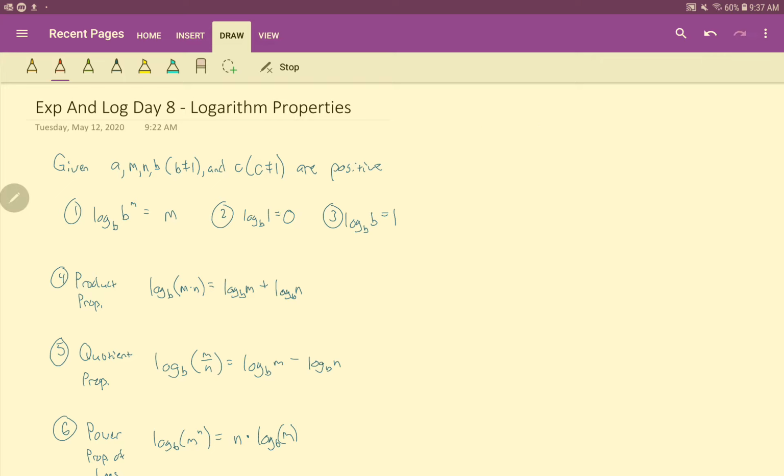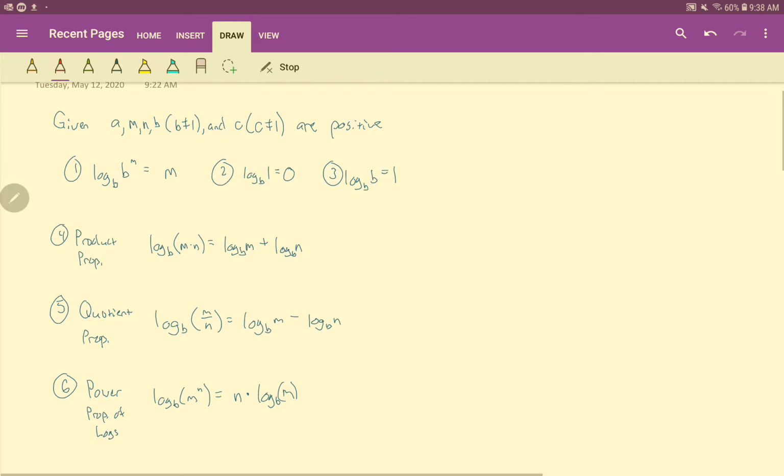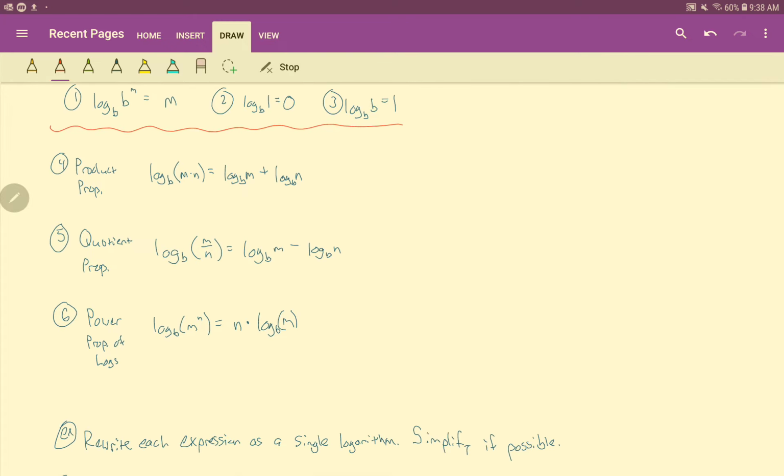And then the last one, log base B of B is 1. This one follows from number 1, really. B by itself is the same thing as B to the 1. So log base B of B to the 1 should be just 1, just like log base B of B to the M is just M. So keep that in mind for those properties. Those are the basic properties. Then we have some additional properties that show up too.